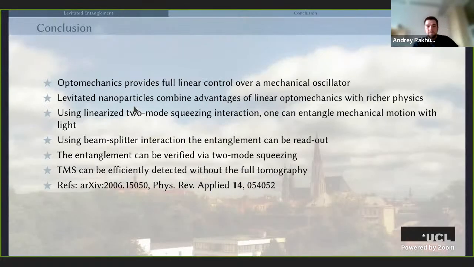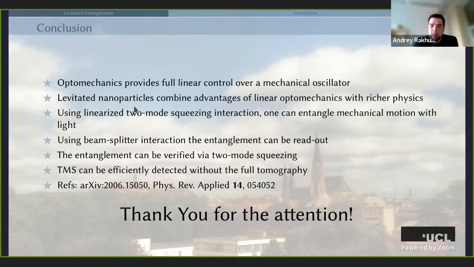Okay, with this, let me finish. I hope that I have convinced you that levitated nanoparticles are capable of exhibiting some non-classical correlations, which, importantly, can be read out with less effort than a full tomography would require. So, thank you for your attention, and I would be happy to try answering questions if there are any.